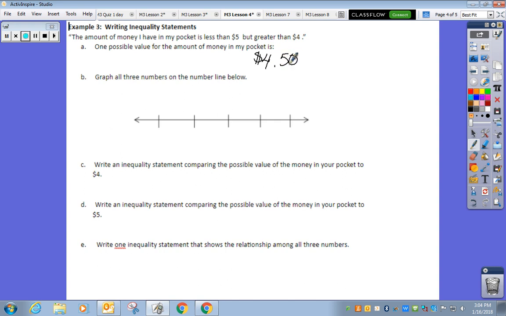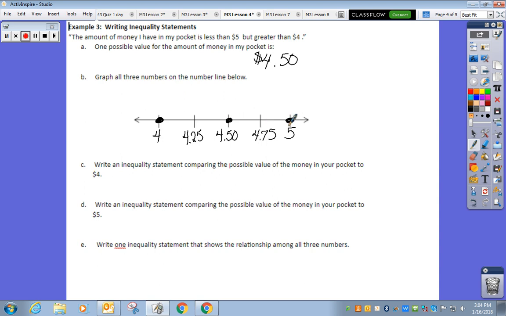If I want to graph all three of these numbers, meaning $4, $5, and the $4.50 on a number line, I would start my number line with $4 and end it with 5. We can see that our number line is split into 4 equal sections. So if I take the dollar that exists between $4 and $5 and split it into 4 equal parts, that would mean that each one is 25 cents. So to graph, I would just put a dot at 4, $4.50, and 5.